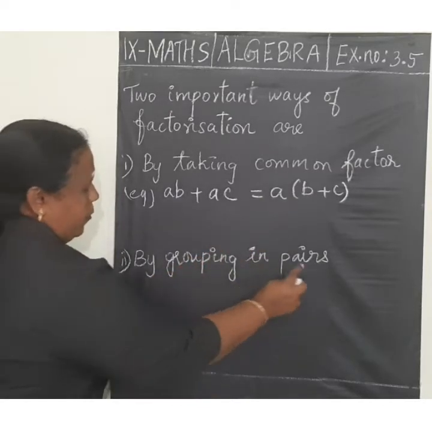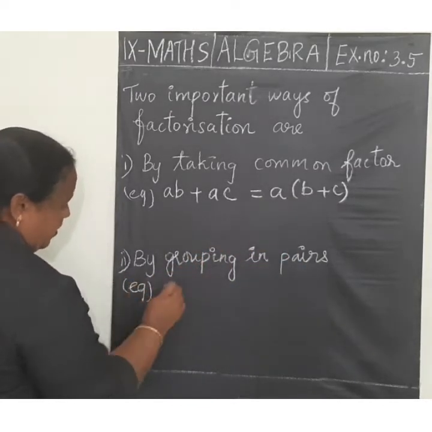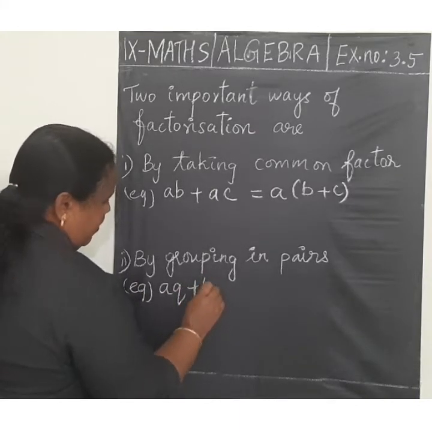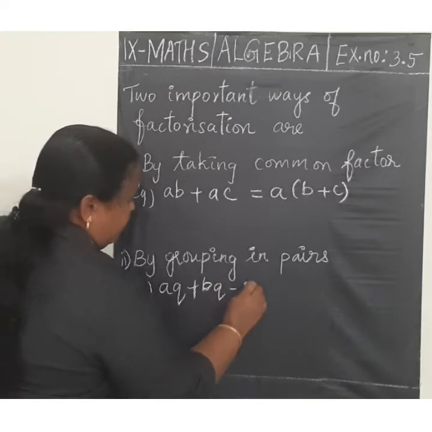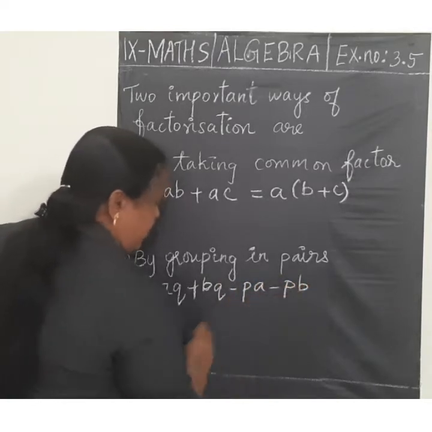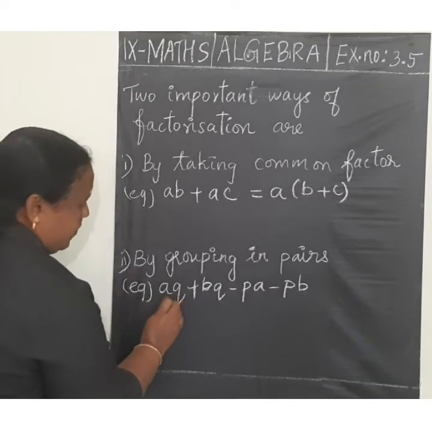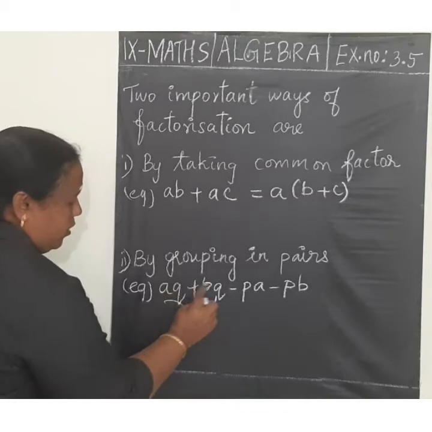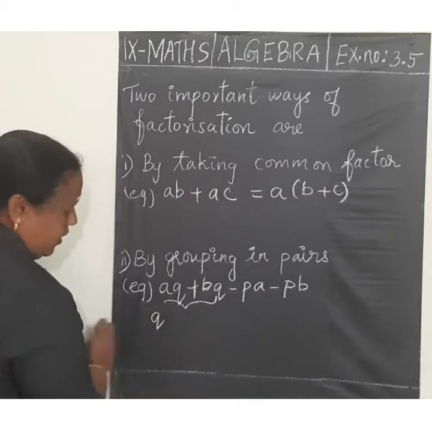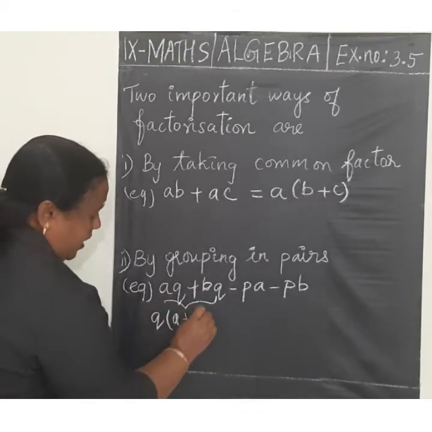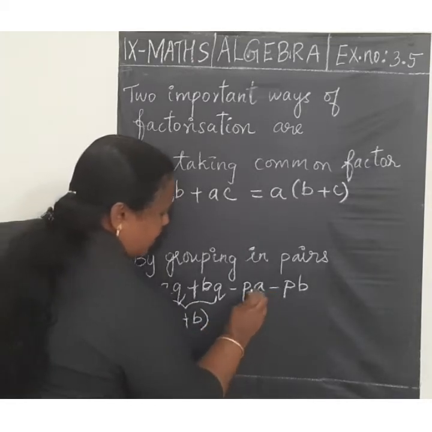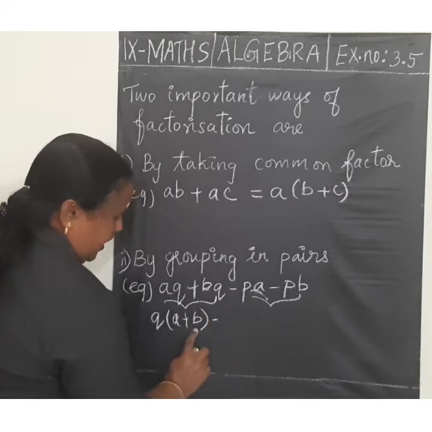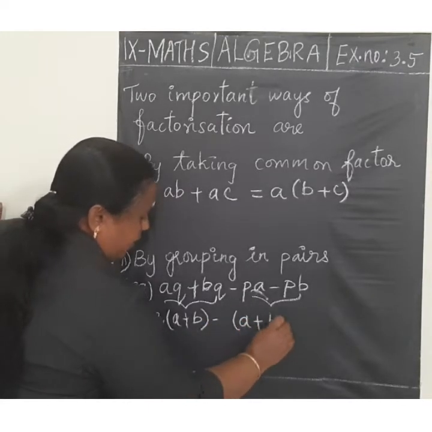Next, by grouping in pairs, example AQ plus BQ minus PA minus PB. In this one, first we have to group AQ plus BQ. Q is common, so we take Q outside, then A plus B. Next, we group the PA and PB terms, and here also we have to write A plus B.